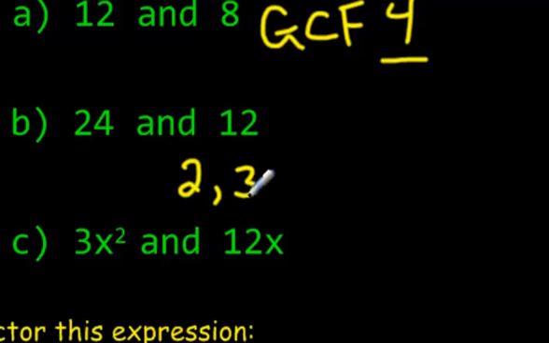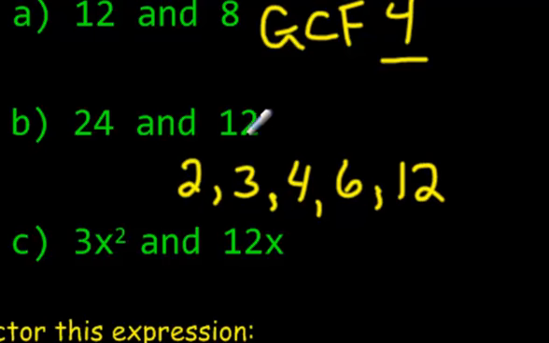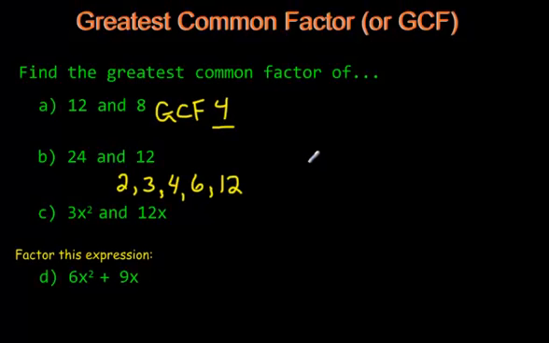3 works, and that's just because I know this in my head. 12 divided by 3 is 4, 24 divided by 3, it happens to be 8. 4 works. 5 does not work. 6 works. 7 does not work. 8 does not. 9, no. 10, no. 11, no. And 12. 12 works because 12 divided by 12 is 1, and 24 divided by 12 is 2. So there we have it. Our greatest common factor here is 12. That's the largest number that can divide 24 and 12.